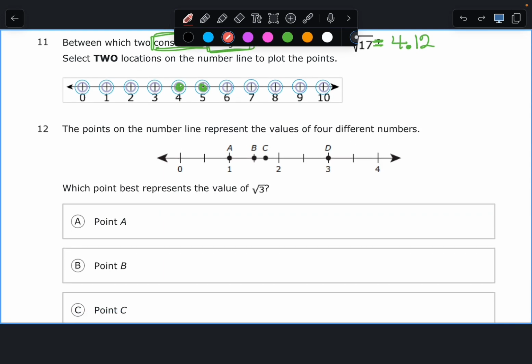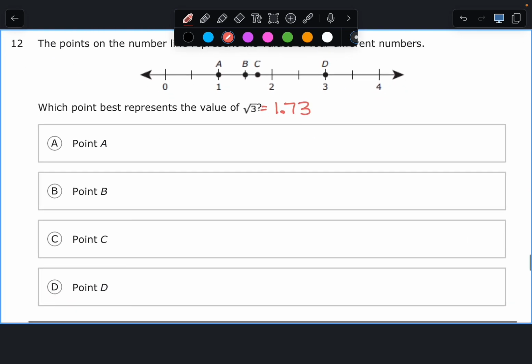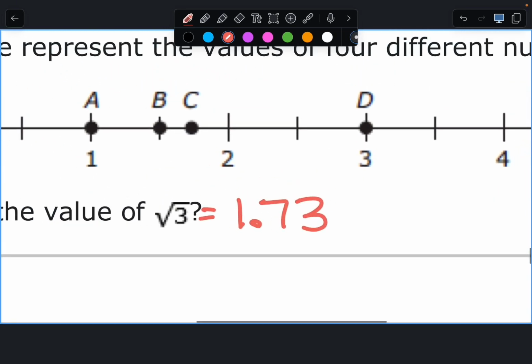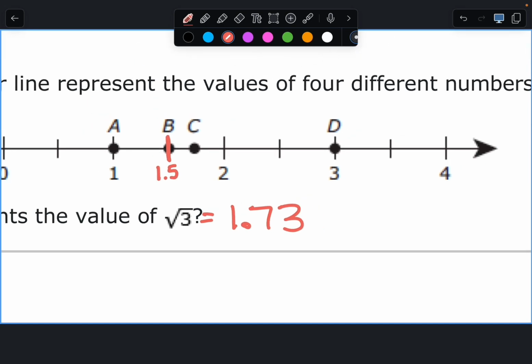Number 12. What's the square root of 3? 1.73. Okay. So I know for sure it's not A and it's not D. That leaves me between B and C. Okay. Now if you look at B, B is straight in the middle. You see that line right there? And if it's right in the middle of 1 and 2, what decimal does that represent? 1.5. So 1.73 would actually be closer to what? C.